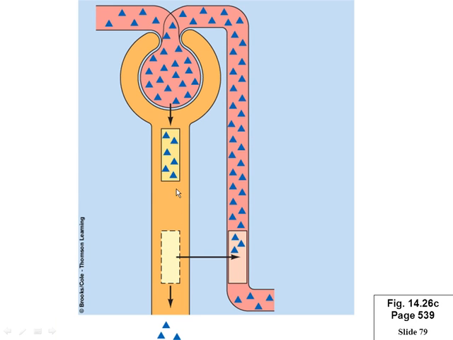Okay. Here's one that's interesting. You filter it, you reabsorb about half of it. What would that be? Urea. So here's the next thing. What would the clearance be? About half of 125. What is that, 62.5? So about half of it.